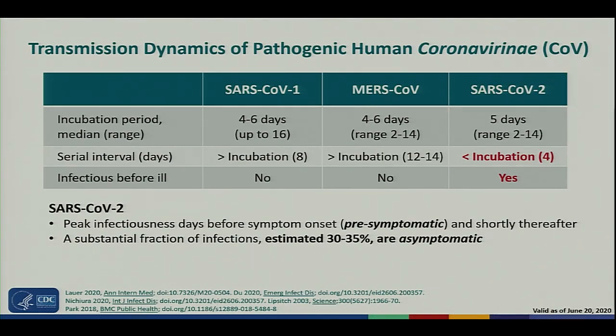And in fact, with SARS-CoV-2, we have now observed that the infectious risk peaks in the few days before symptoms come on and shortly thereafter. Second, we also now know that a substantial fraction of infected persons, estimated to be about 30 to 35%, never develop illness and remain asymptomatic. And unfortunately, we know that these asymptomatically infected people can transmit the infection to others, although how infectious they are compared to symptomatic patients is still being worked out. Next slide, please.